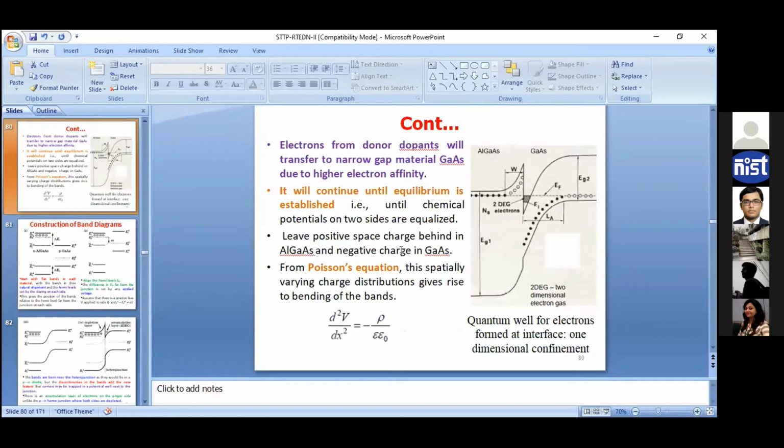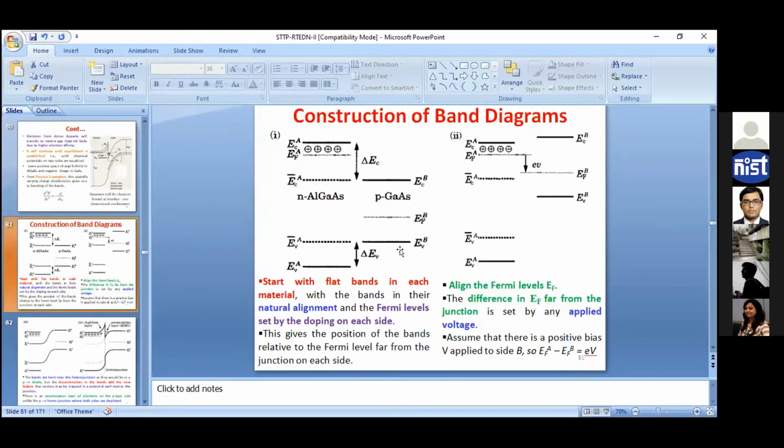Okay, the next slide, sir, 81. So what is the equilibrium Fermi level, sir? Sir, for this A, I actually forgot what this A means. What does it mean, the A, AlGaAs?